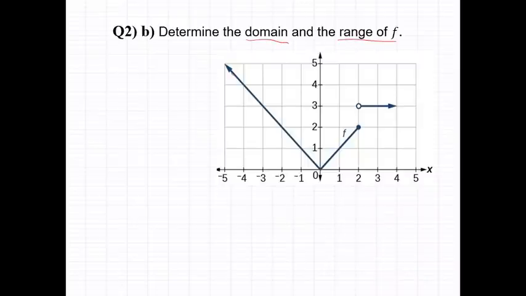Here, be careful about this arrow. If you see an arrow, it's endless, so it doesn't stop here. It goes this way. Now if you see the arrow, it goes this way, so there's no end.